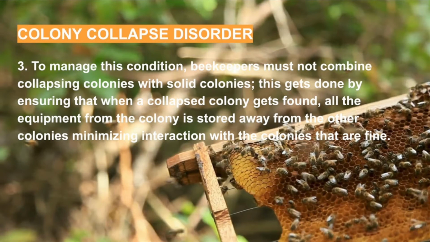Number 3. To manage this condition, beekeepers mustn't combine collapsing colonies with solid colonies. This gets done by ensuring that when a collapsed colony gets found, all the equipment from the colony is stored away from the other colonies, minimizing interaction with the colonies that are fine.